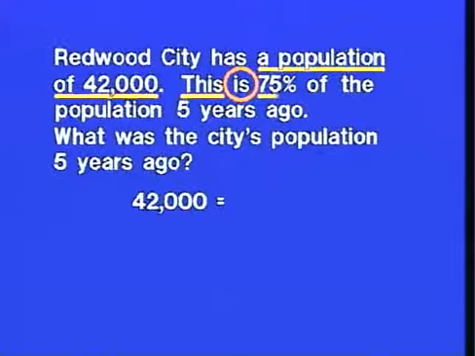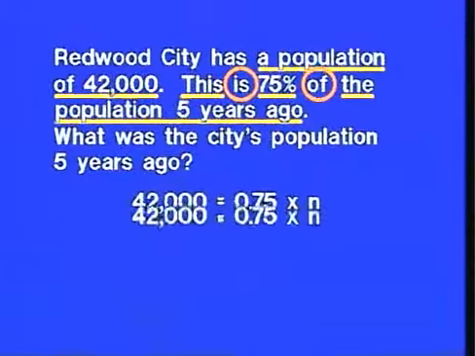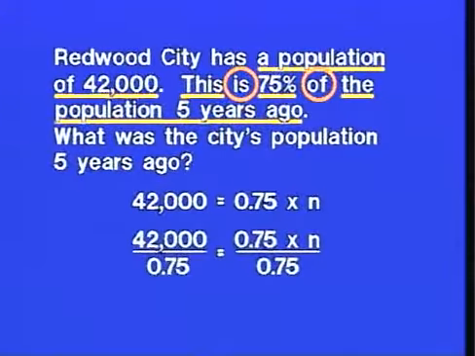Then on the right side of the equal sign, 75% is 75 hundredths. Of means times. And the population 5 years ago is what we're looking for. So we let a letter stand in for that amount. Now we'll solve by dividing on both sides by the number next to the letter. So we're dividing by 75 hundredths on both sides.